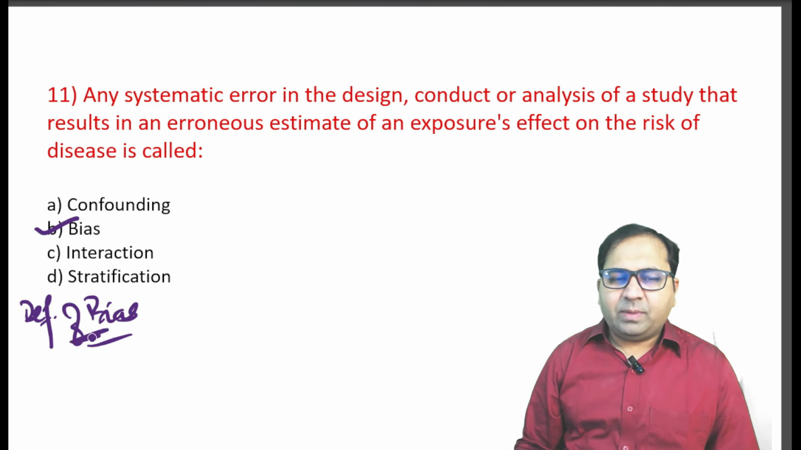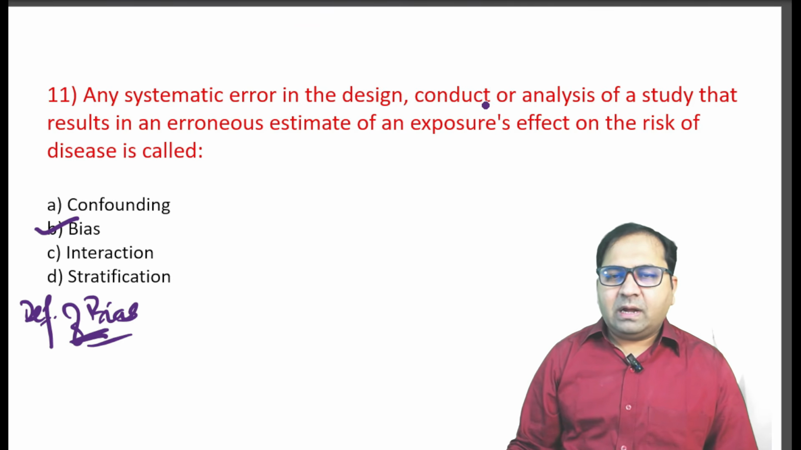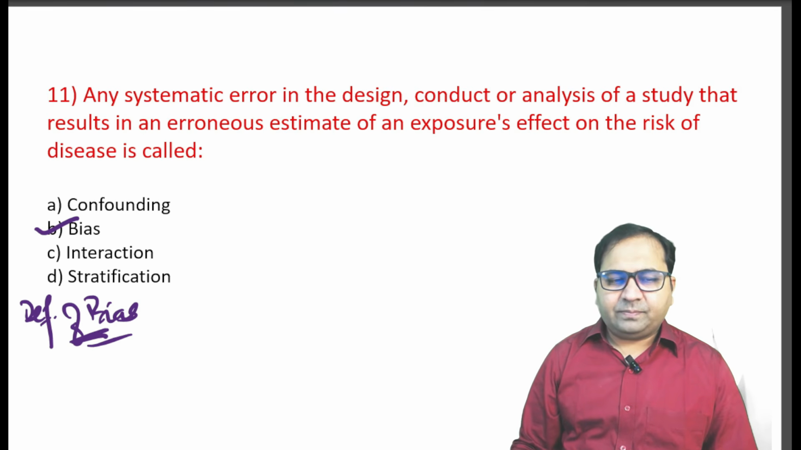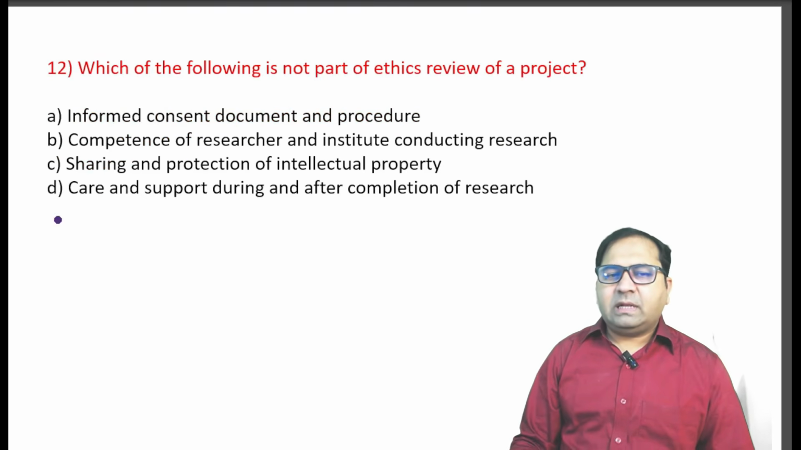Let us see the definition of bias. It is any systematic error in the design, conduct or analysis of a study that results in an erroneous estimate of an exposure's effect on the risk of a disease. So this is bias. Now, let us see the next question.